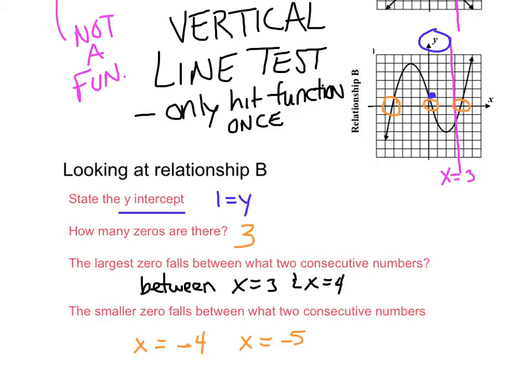Okay, so again, I could make an educated guess. It looks like it's a lot closer to -4 than it is to -5. So maybe the 0 is like -4.1.